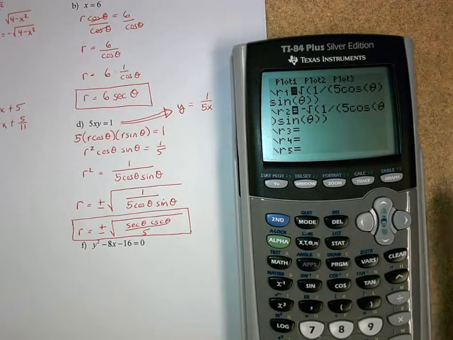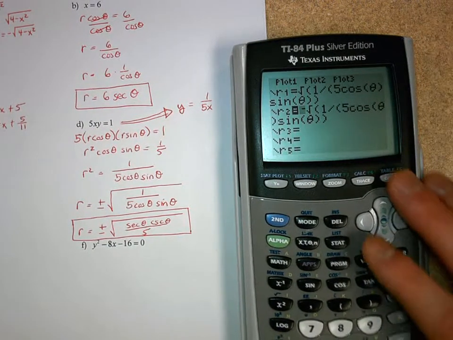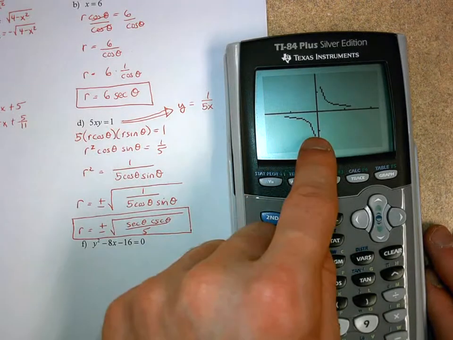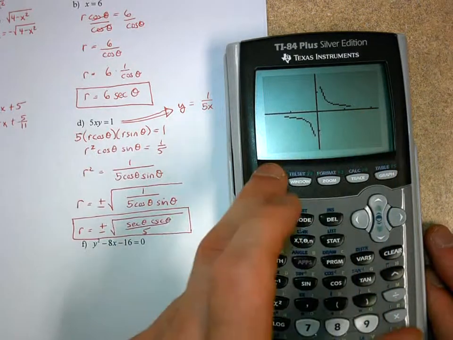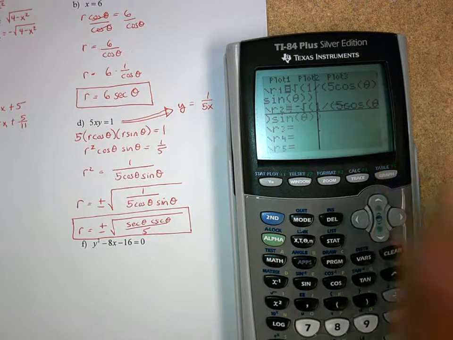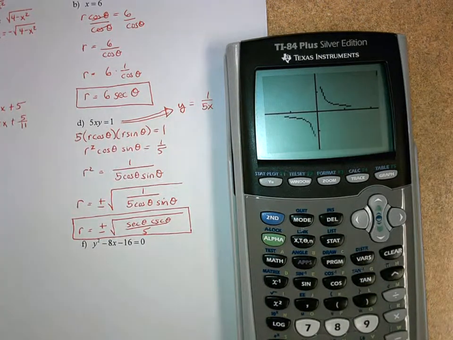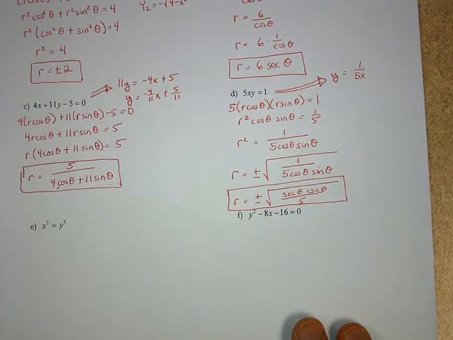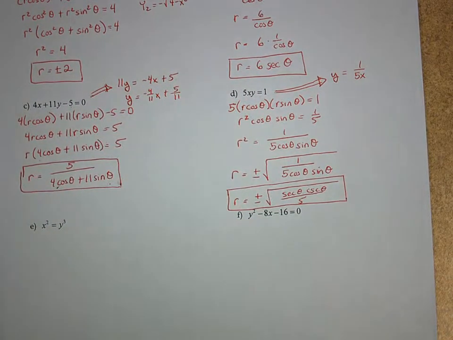Well, let's turn off one of them. If I turn off R1 and just graph R2, I can see from the third quadrant I'm going down, and then I graph the first one going up. If I turn the first one on and the second one off, I'll get the same picture. It's just that they'll be drawn in the reverse order. So yes, if I look at 5xy equals 1, that is the same thing as r equals plus or minus the square root of secant theta cosecant of theta over 5.